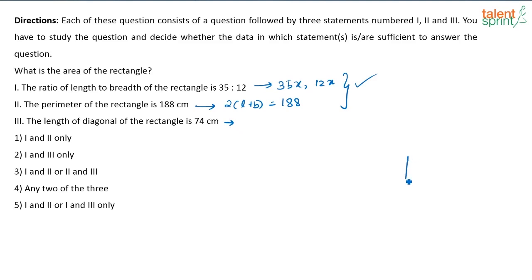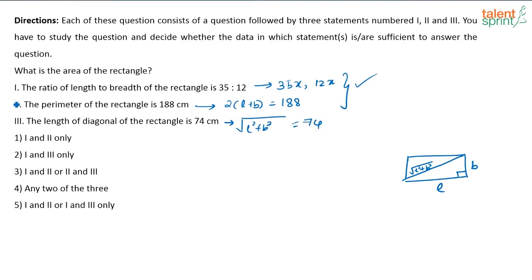So what is the diagonal of a rectangle? See, this is a rectangle. This is the length. This is the breadth. What is the diagonal? Diagonal is root of L squared plus b squared, correct? This is like a right angle triangle, so diagonal is nothing but root of L squared plus b squared. So here I know root of L squared plus b squared is equal to 74.